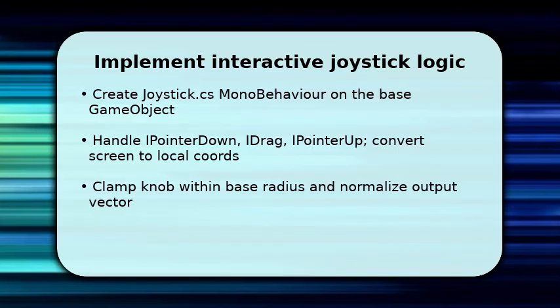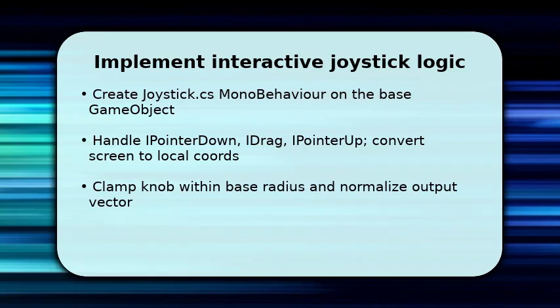In OnPointerDown, record the start position. In OnDrag, convert input to local coordinates using RectTransformUtility.ScreenPointToLocalPointInRectangle.